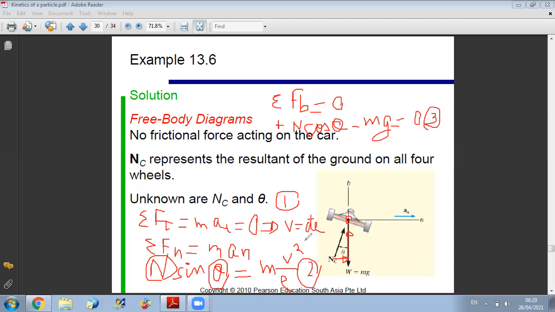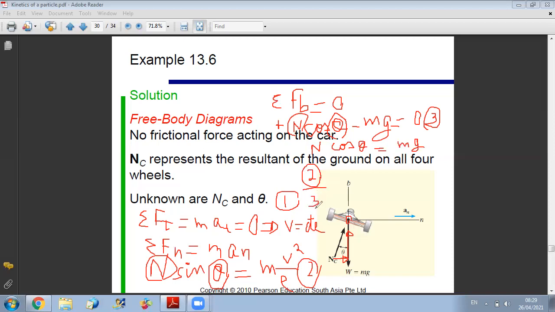And now, if you look at equations 2, 3, you have two equations, two unknowns. The unknowns are N and theta. Okay? So how can we eliminate N? Equation 2 gives you N sine theta, and equation 3 gives you that N cosine theta is equal to mg. So if you divide 2 by 3, you will obtain the expression of tangent of theta.